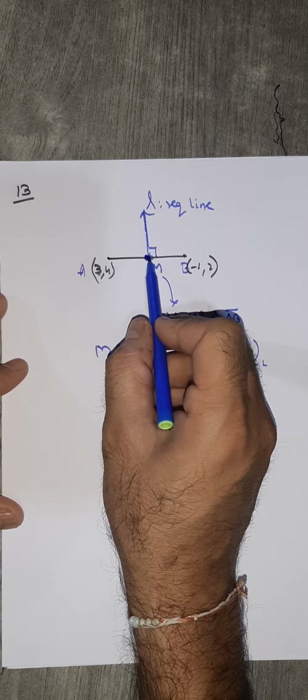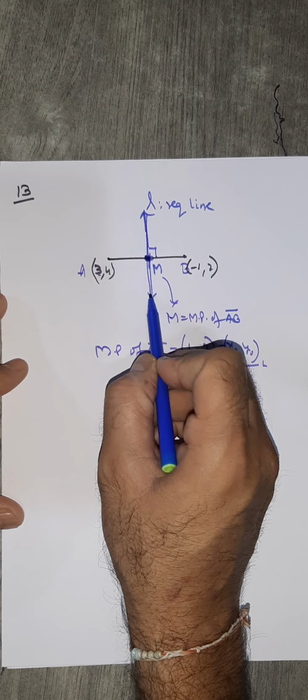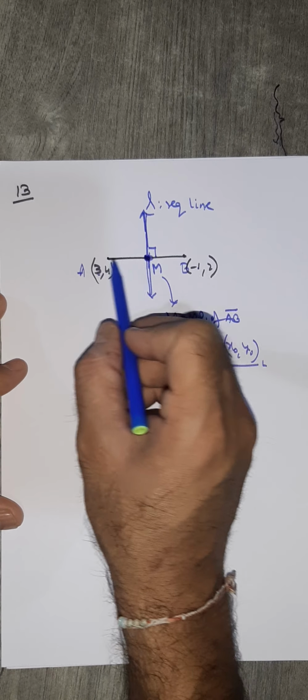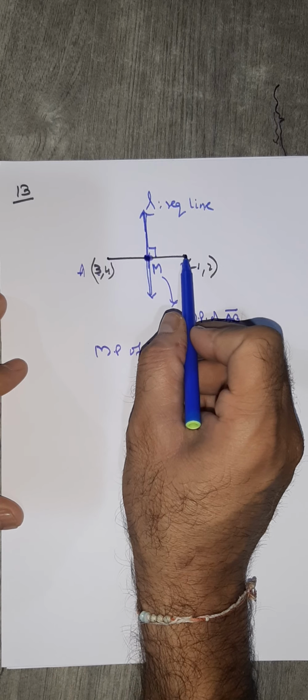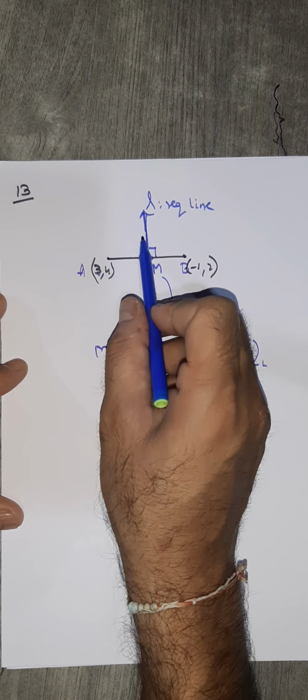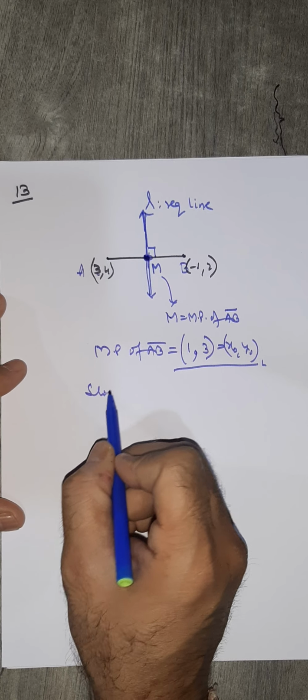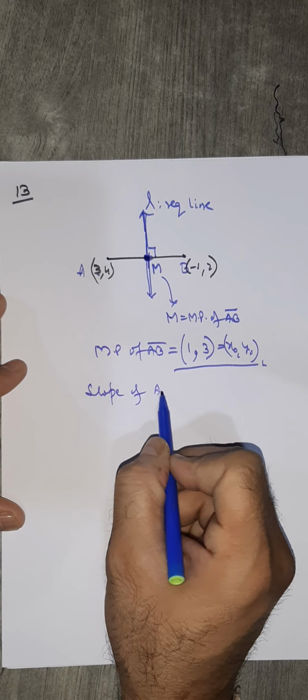Fine, the line passes through the midpoint and it's perpendicular to this. You got the slope. Now there is a perpendicular word. So what I'll do, I'll get the slope of AB and then I'll use m1 m2 equals -1. So slope of AB, tell me slope of AB.